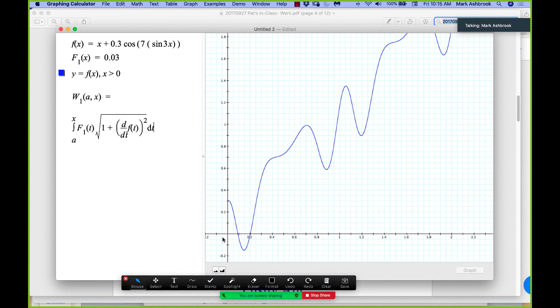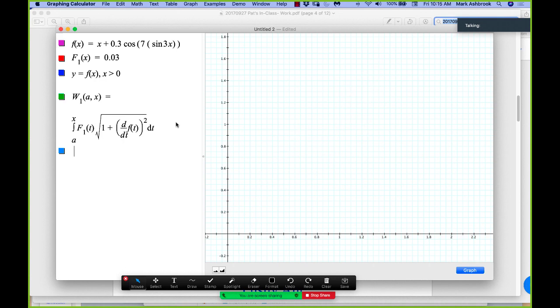So does that mean we're going to get a straight line work accumulation? No. It's going to be wavy, right? It's going to go up all the time, but it's going to be wavy.